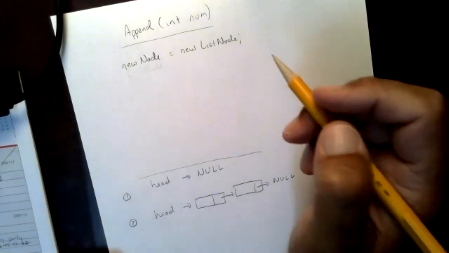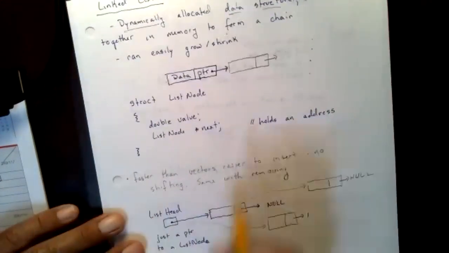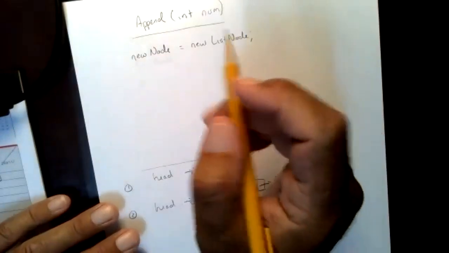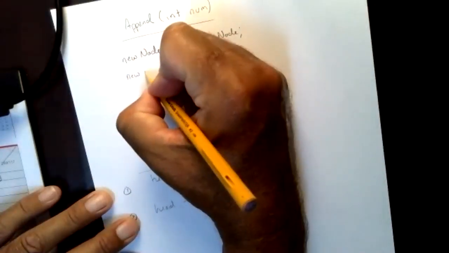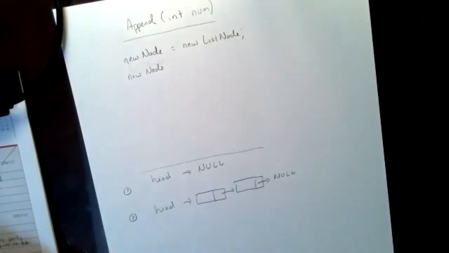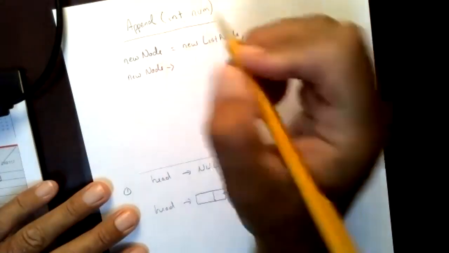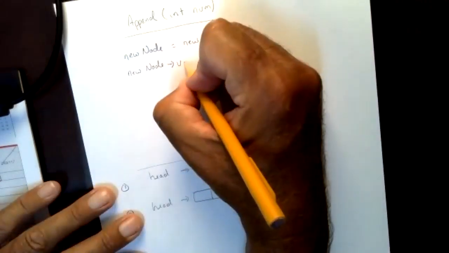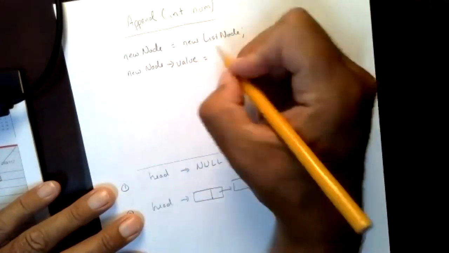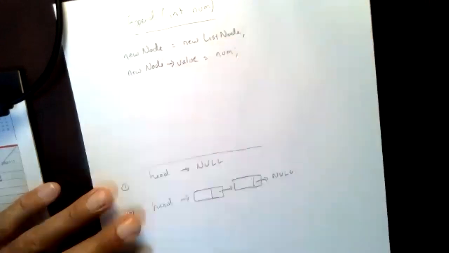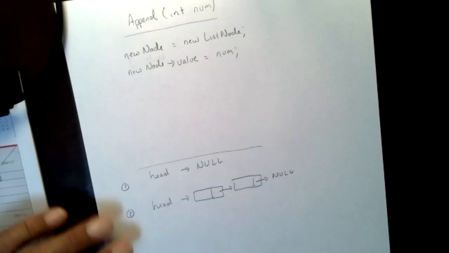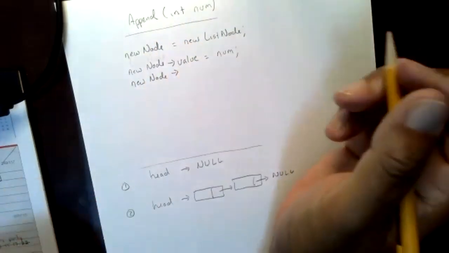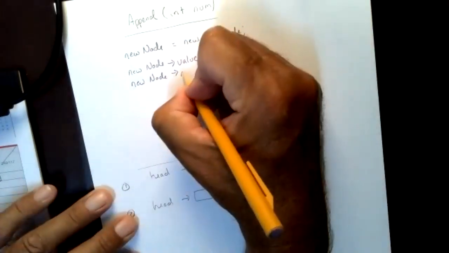I need to give it a value. When I created this, I have the words value and I have the words next, so I need to keep those in mind. I'm going to say new node, and now this is something that's a little bit different: dash arrow, the greater than sign, so it almost makes it look like an arrow. I'm referring to new node's value, and I want to give it the value that I passed in, so that's going to become num. And I also have the second part of my struct, which is my node pointer.